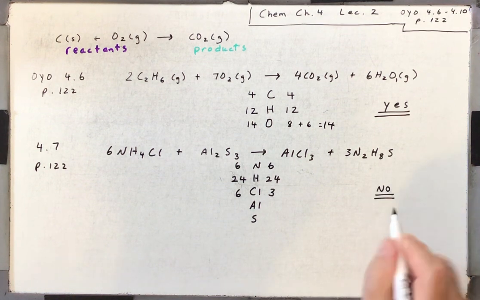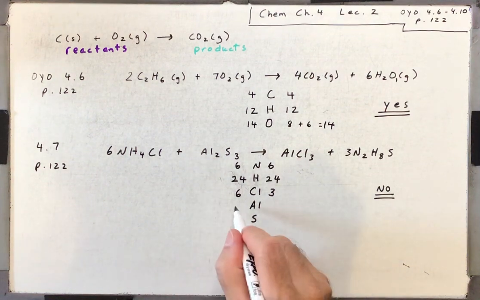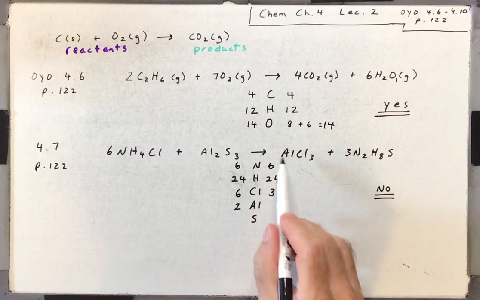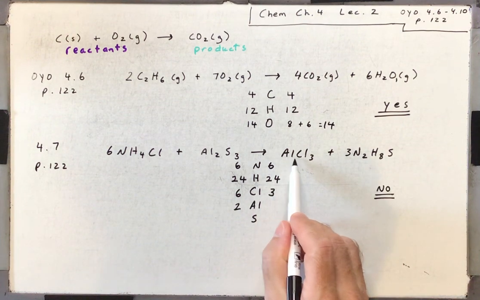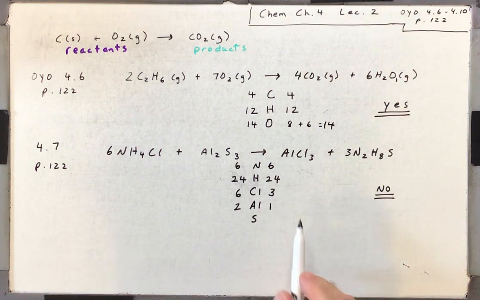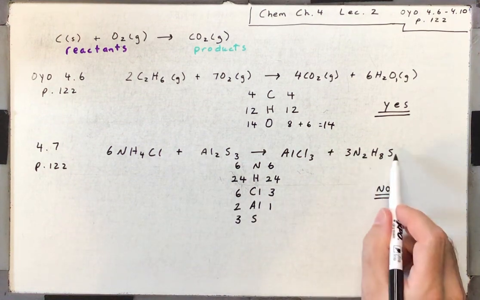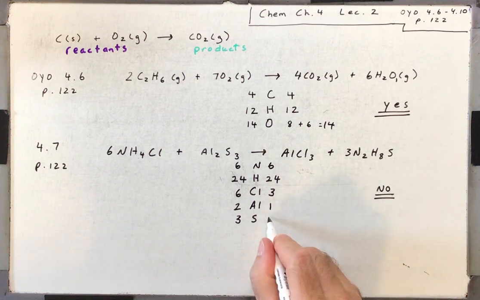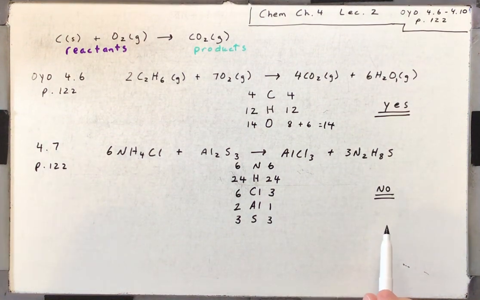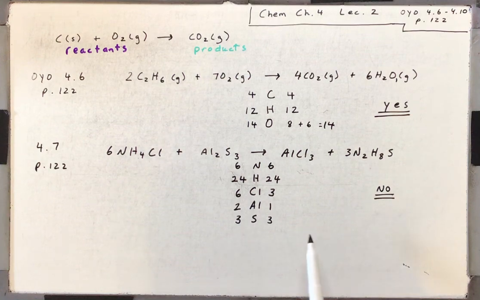Now I'm going to go ahead and do aluminum and sulfur. So aluminum, we have 1 times 2, which is 2. But on the right, we just have 1 times 1, only 1 in this aluminum chloride compound. So that's also not balanced. Sulfur, we have 1 times 3 on the left. And on the right, 3 times 1, so also 3. But this equation is not balanced because both chlorine and aluminum are out of balance. And if any of these 5 elements were out of balance, then the equation is not balanced.